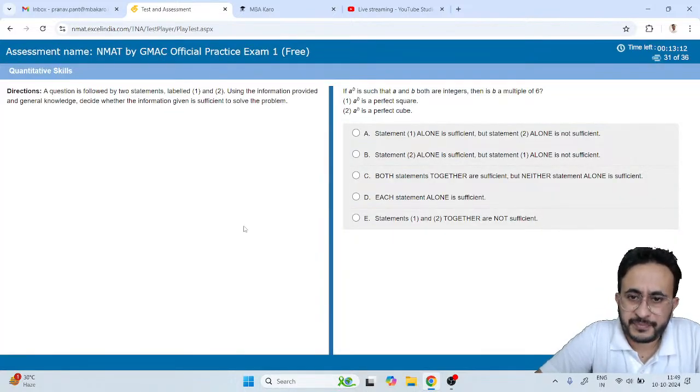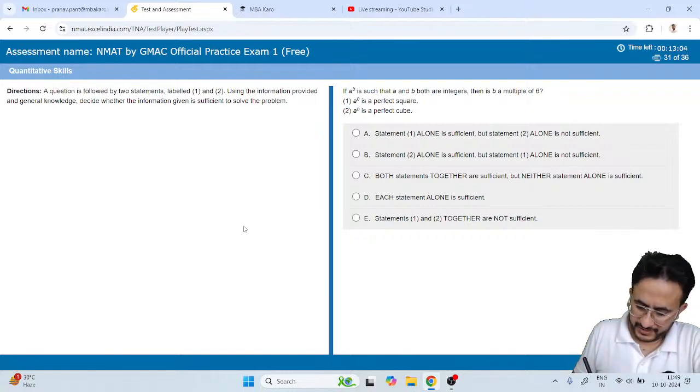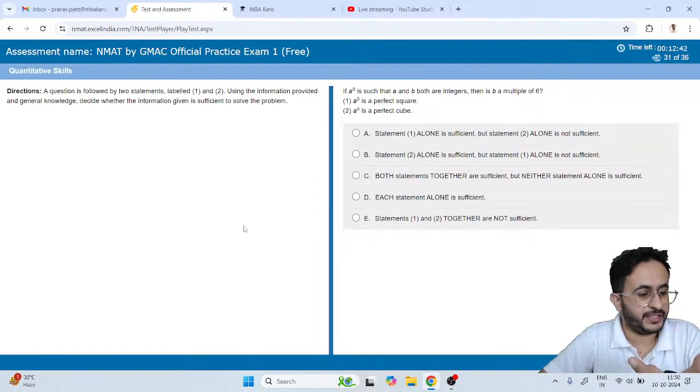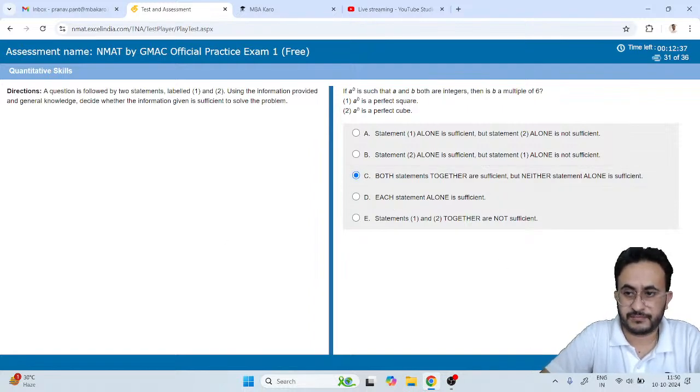Okay, a raised to the power b, a and b are both integers. Is b a multiple of 6? First statement: a raised to the power b is a perfect square. If a raised to the power b is a perfect square, that means b is even. Second statement: a raised to the power b is a perfect cube. Then b is a multiple of 3. So from either of those alone we cannot tell. But when we combine them, it is an even number and also a multiple of 3. So obviously it is a multiple of 6.